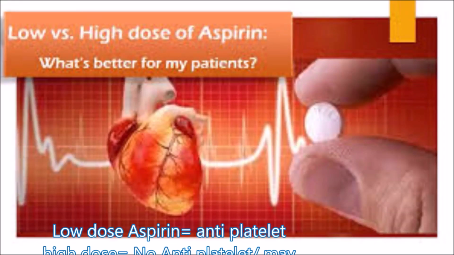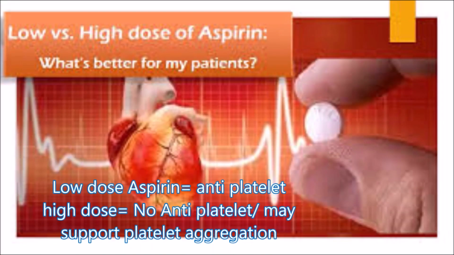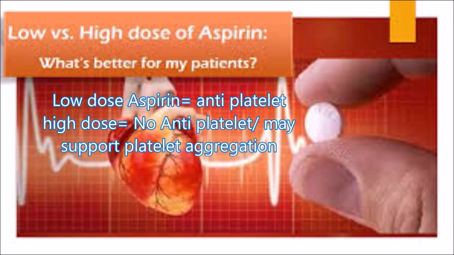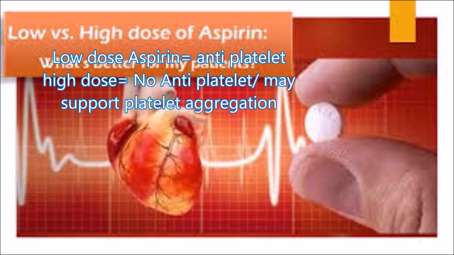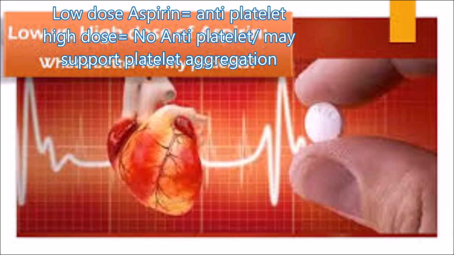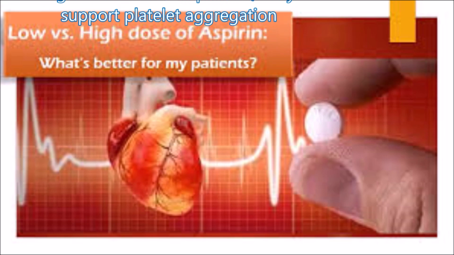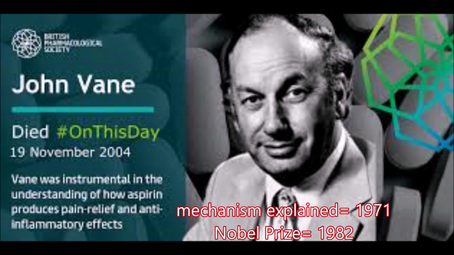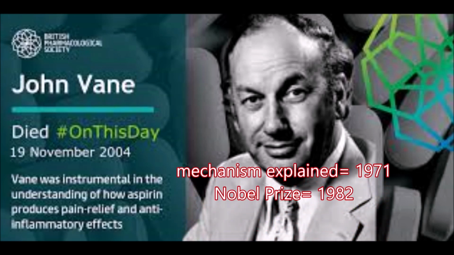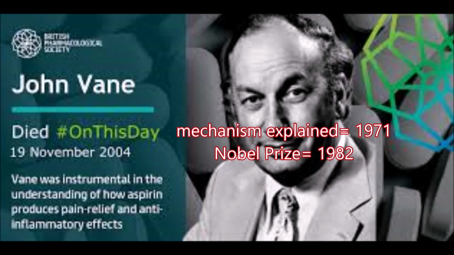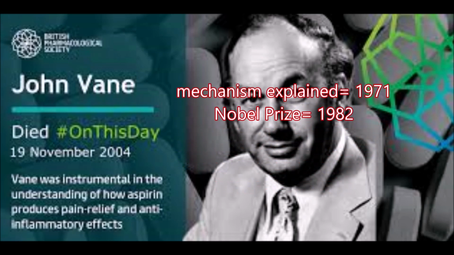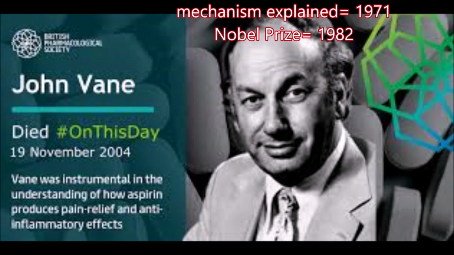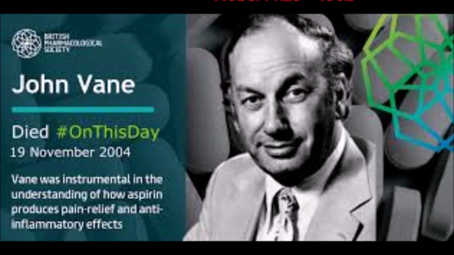Why is it so that at low doses aspirin shows antiplatelet action while at higher doses it loses this action, or it may even support the platelet activity? This entire mechanism of the aspirin was explained in 1971 for the first time by Sir John Vane, who was a British pharmacologist and also a fellow of the Royal Society of London.